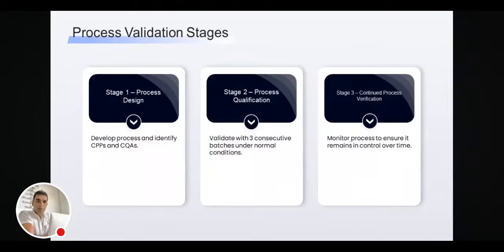This is the validation batches stage. Usually 3 consecutive batches are run under normal conditions. Stage 3 is continued process verification. After validation, keep monitoring to ensure process remains in control over time.